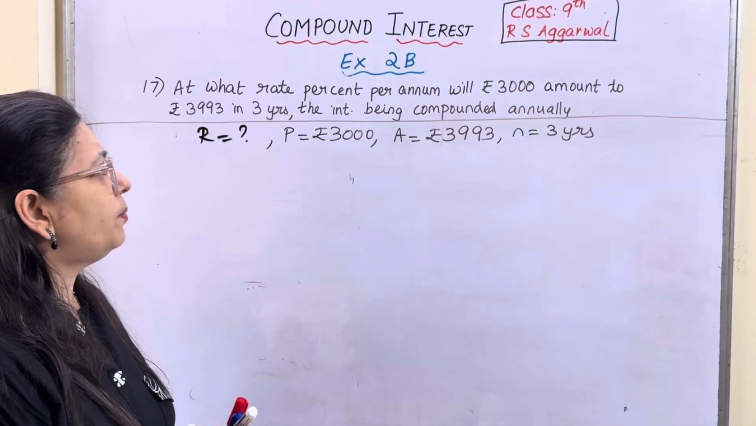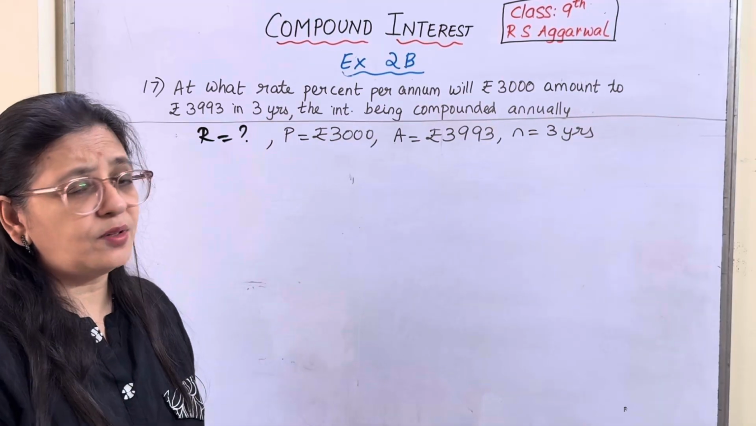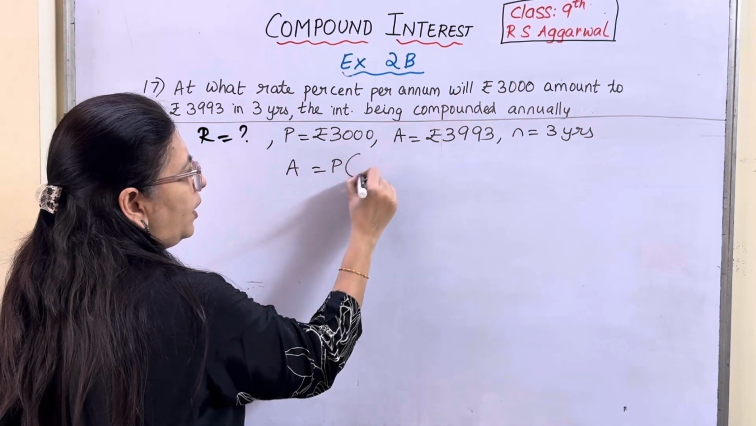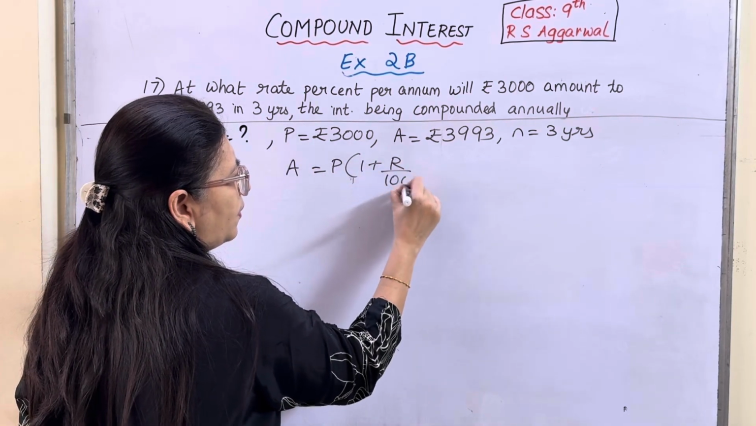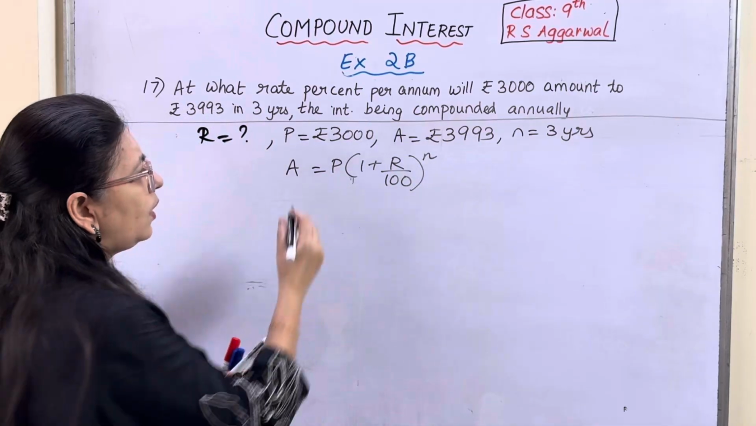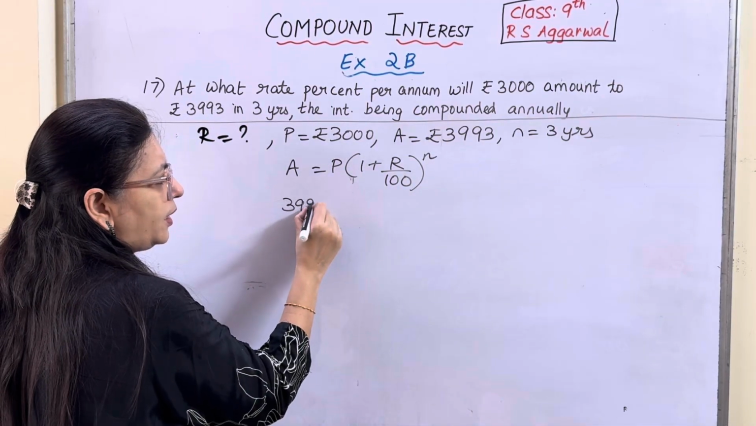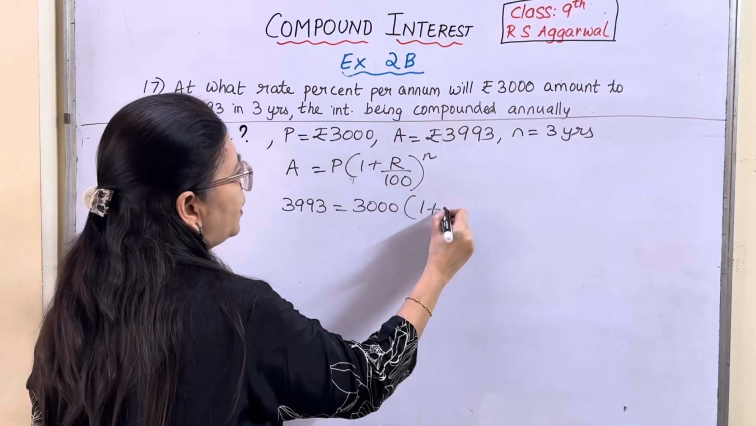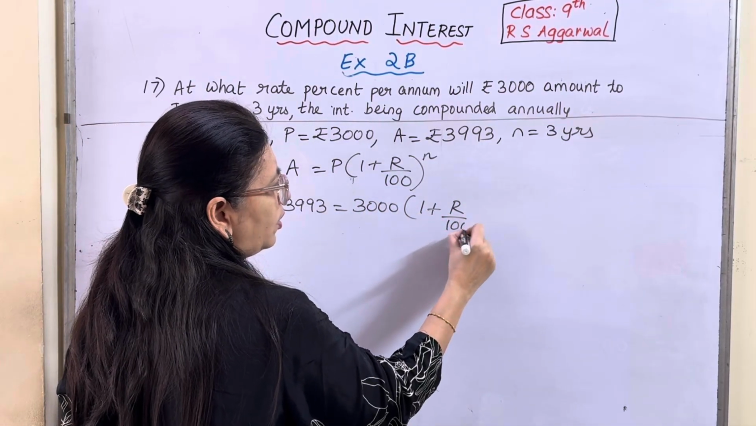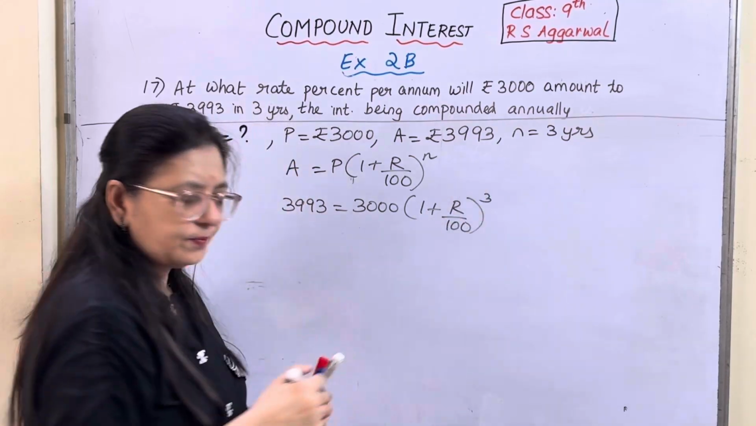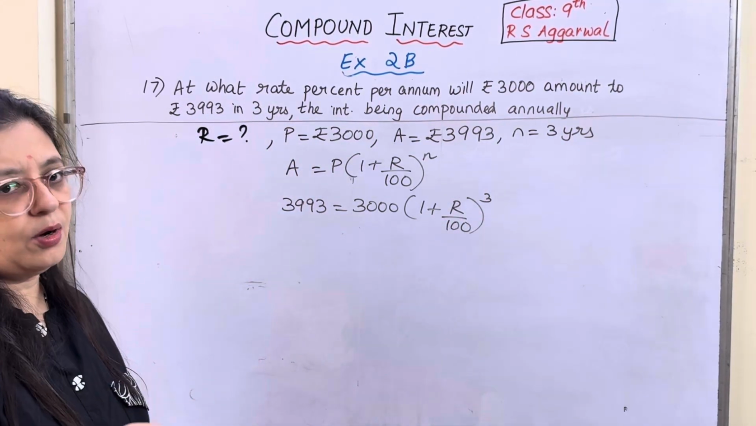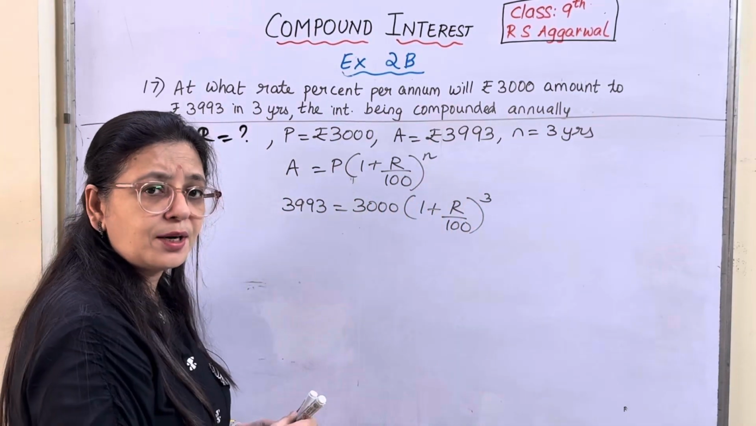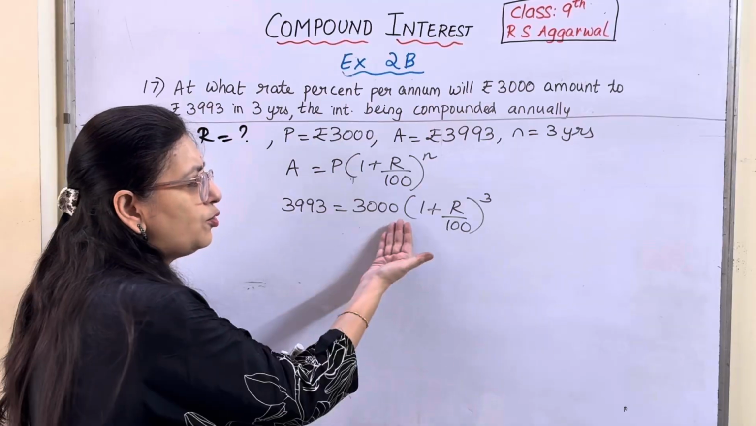First amount is given, principal is given, number of years is given. You have to find the rate. What is the formula? Amount is equal to P into 1 plus R upon 100 raised to N. Amount 3993. Principal is 3000 into 1 plus rate you have to find out. Number of years is 3. This part is clear? Now how to do it? Now this is 3000 into 1 plus R upon 100 raised to the power 3.